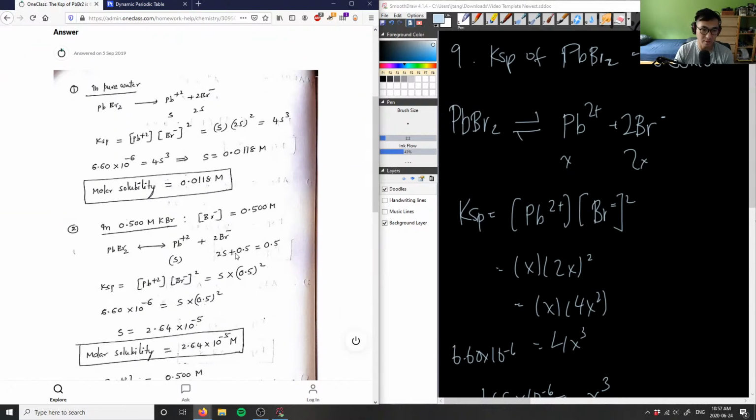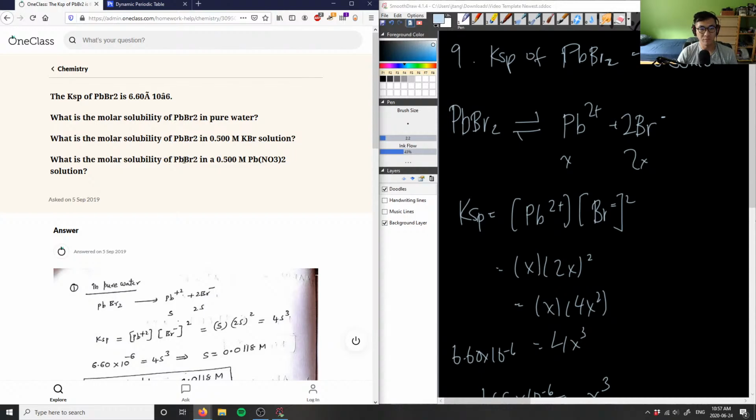Again, I have S and I have 2S plus 0.5, which is great. When you plug that in here, you have X and you have 2 times 0.5, which will give us, give me a second here. You have X times 2x squared here. Sorry, so you have 2s plus 0.5, and then I'll solve algebraically for s here, and this will give us 2.64 times 10 to the negative 5. So this solution is also correct.